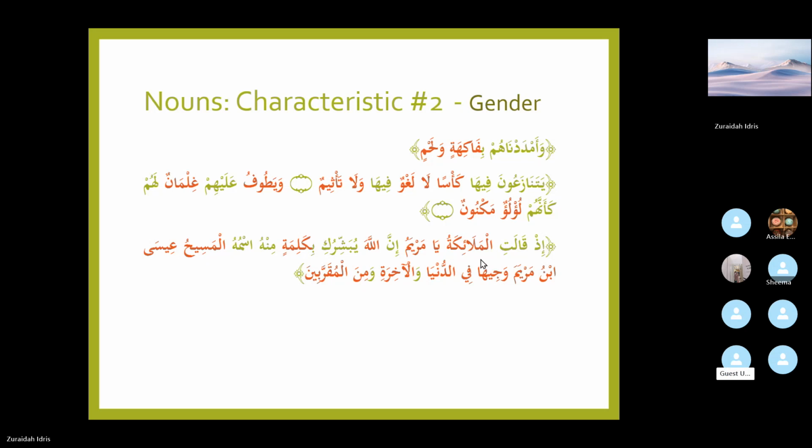This is isim, yes, and ma'rifa because of the alif lam, yes, excellent. And it should be feminine because of the ta marbuta. Yes, ta marbuta. Now, malaika is one of those special words because the malaika, the angels, are genderless.